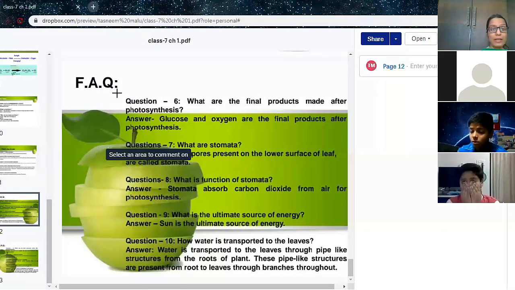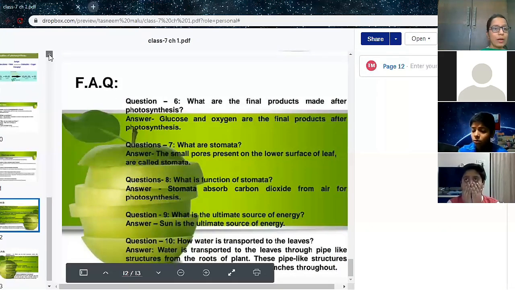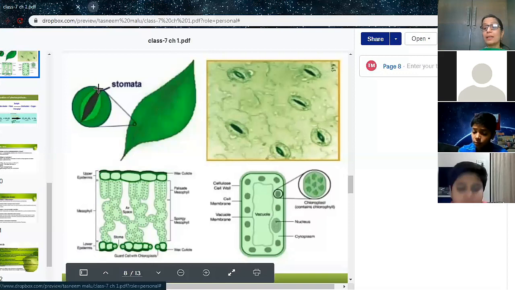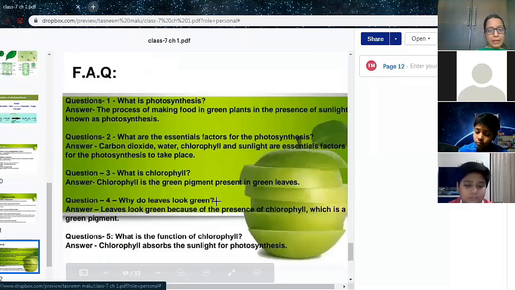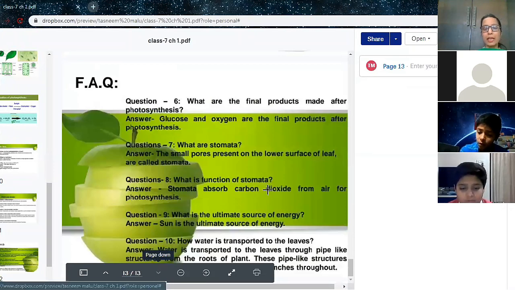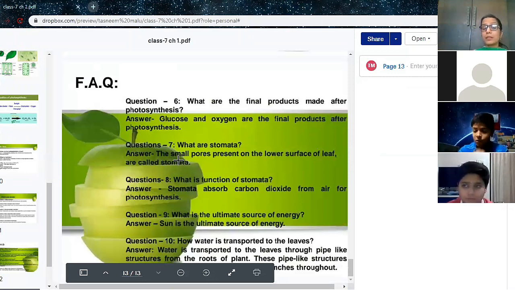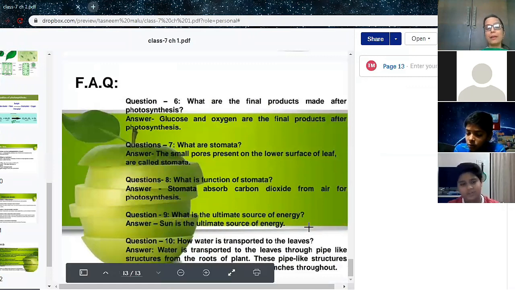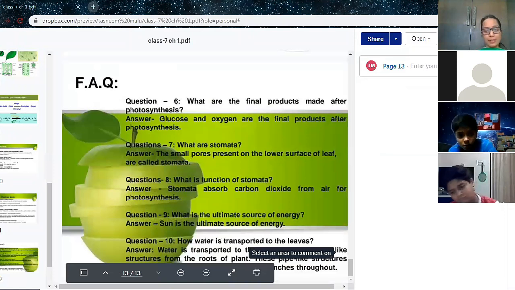Now what are stomata? I have already told you. Stomata are tiny pores that are present on the underside of the leaves and they are guarded by guard cells. This stomata absorbs carbon dioxide from the atmosphere. The small pores present on the lower surface of the leaf are called stomata. Okay. Now what is the ultimate source of energy? Sun is the ultimate source of energy.